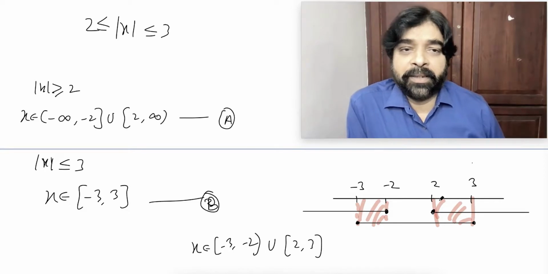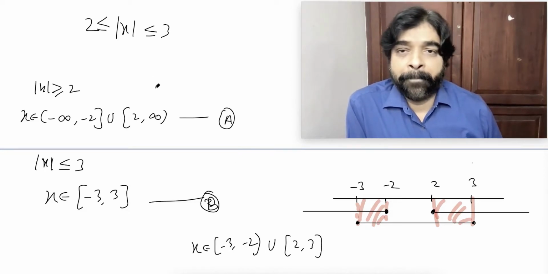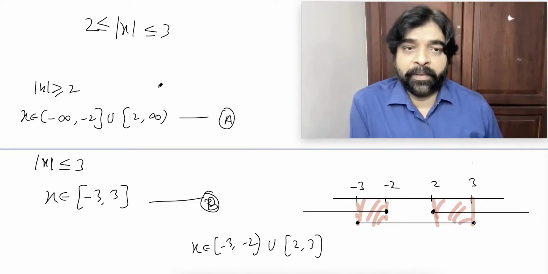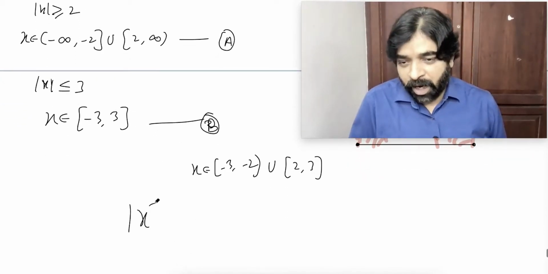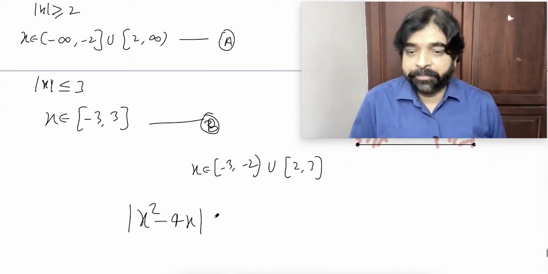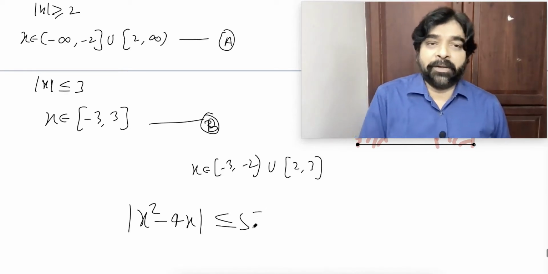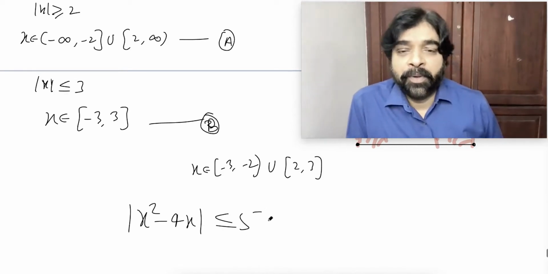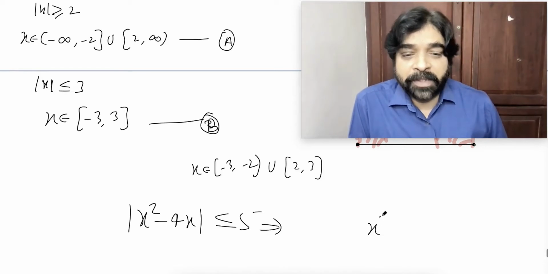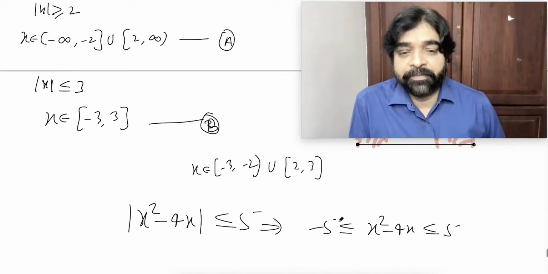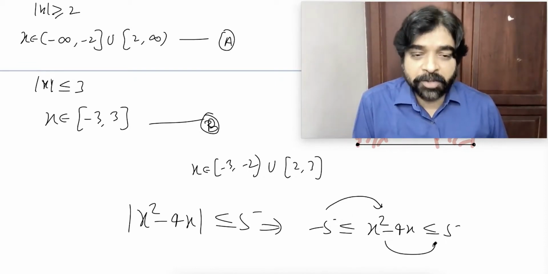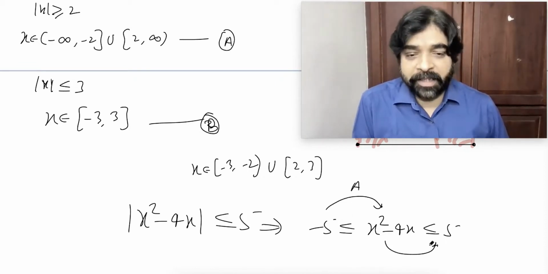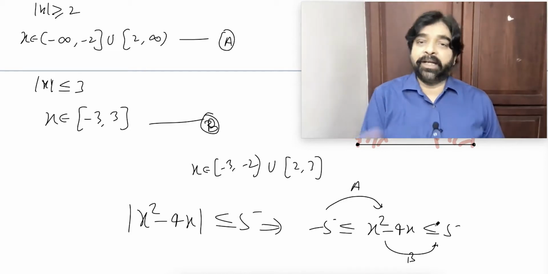Am I right? Why did I tell this? Because somebody asked me the question, sir, how to solve this kind of question. I don't remember the exact question. So what will you do? It will say x square minus 4x lies between 5 and minus 5. Solve this portion, then solve this portion. Whatever the answer, let's say A, and let's say answer B, take the intersection.